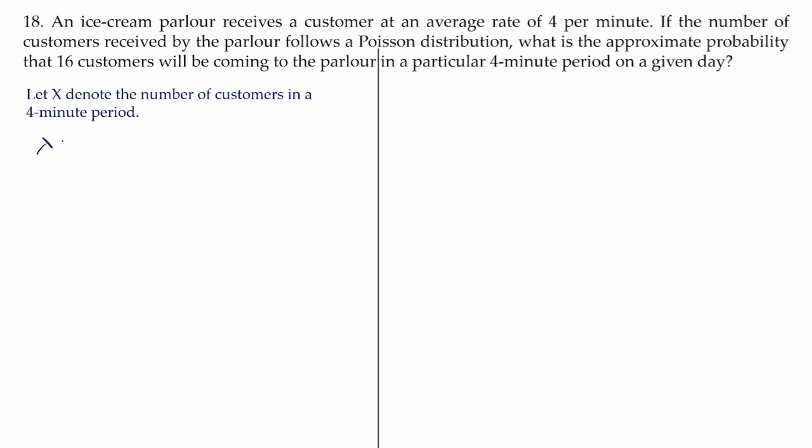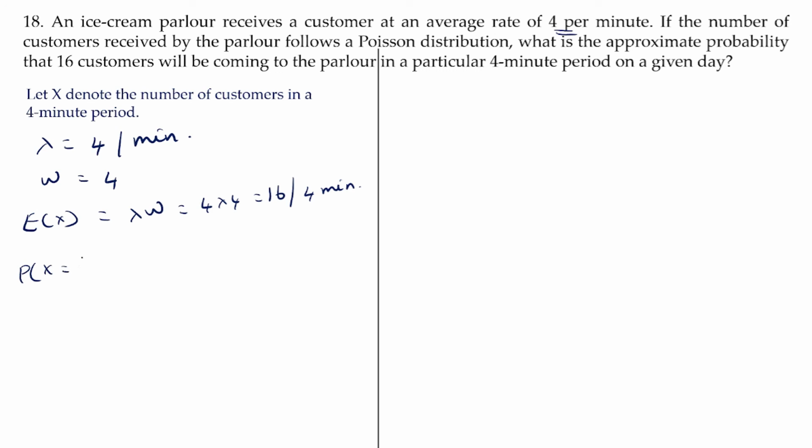But lambda is given as 4 per minute. But we have taken X as the number of customers in a 4-minute period. So the width is 4. As a result, expectation of X will be lambda into W, it is 4 into 4, 16 per 4 minutes. Now let us write the probability distribution function of X. Probability of X is equal to K is e raised to minus 16, 16 raised to K upon K factorial.